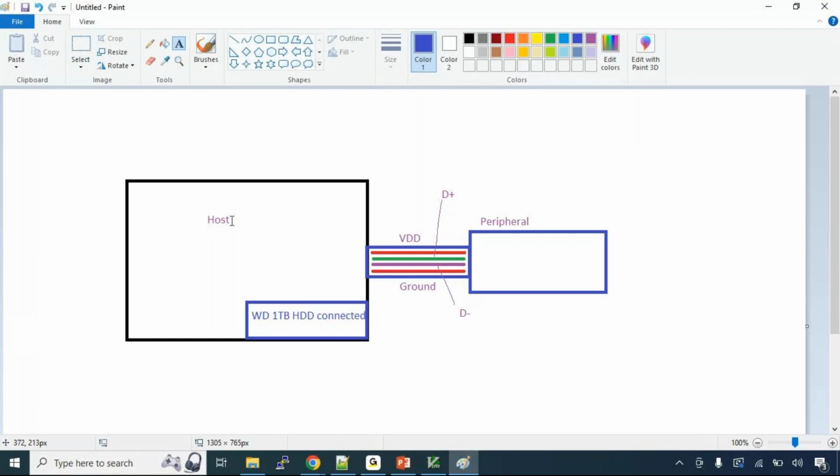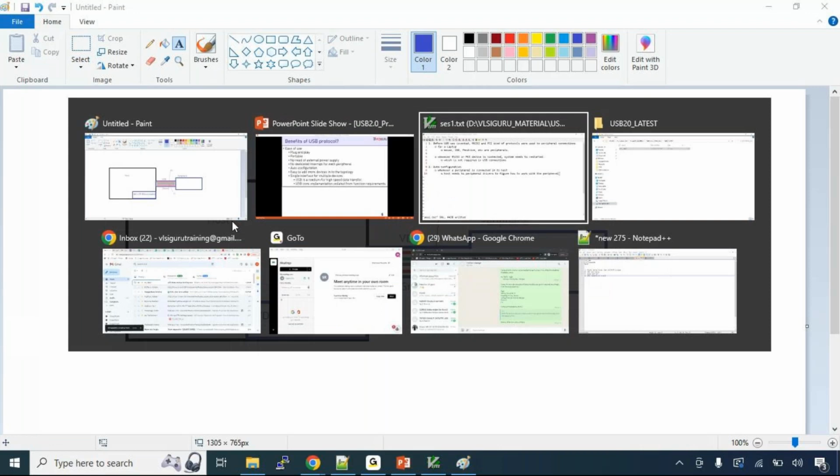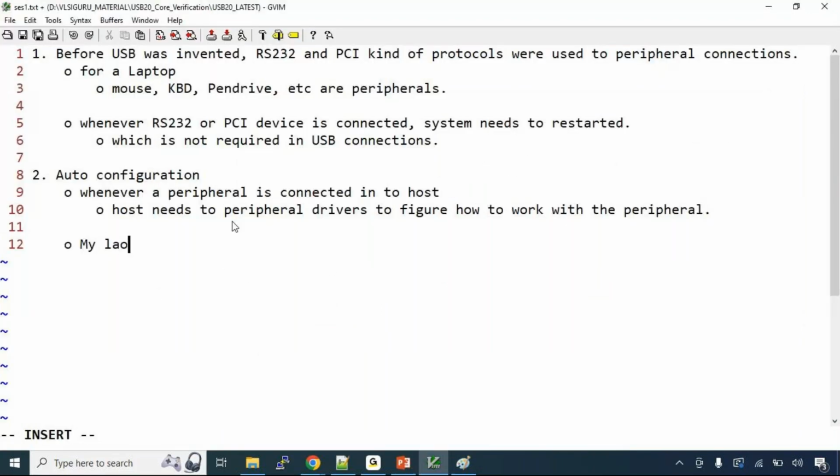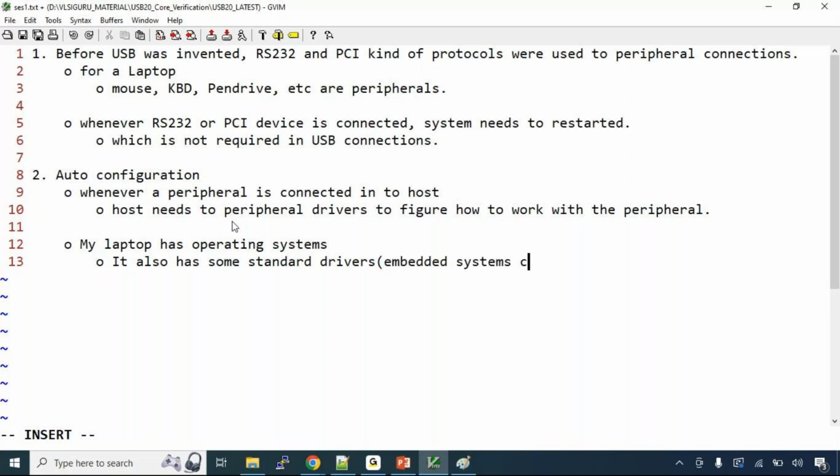So every device, I mean my laptop, let's say if I take my laptop, has an operating system. Inside, as part of the operating system, it also has some standard drivers. Drivers means these are the embedded systems code, which has logic of how to communicate with peripheral devices.